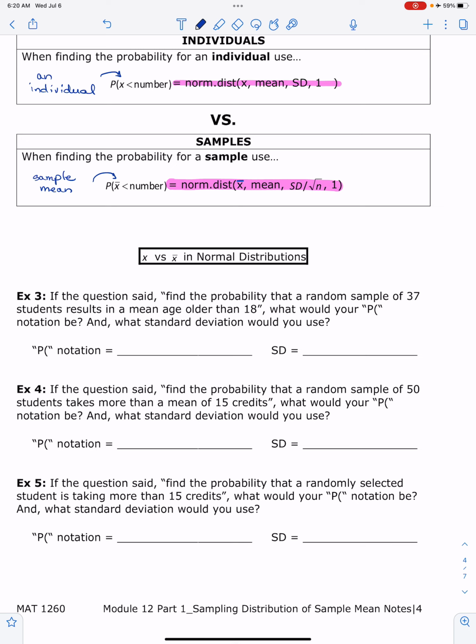If the question says find the probability that a random sample of 37 students results in a mean age older than 18, our P notation is the probability we want the sample mean to be greater than 18. So we want the average of all those students to be greater than 18. Our standard deviation would be sigma, whatever it is, divided by the square root of 37.